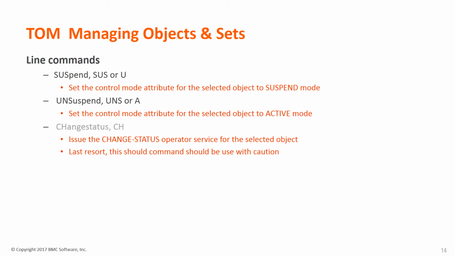If you wish to suspend an object so you don't want Tom to manage it anymore, you can use the suspend or U line command. To reverse a suspend, or unsuspend an object, you can use the A line command. Don't use change status. We're just going to kind of gloss over that.